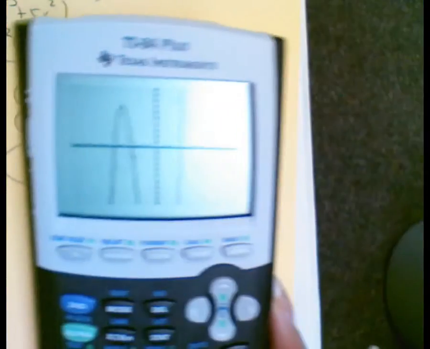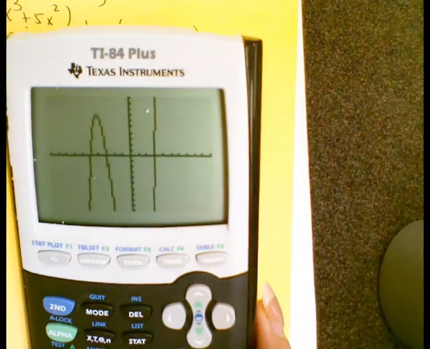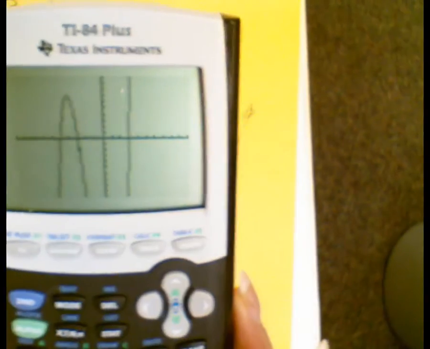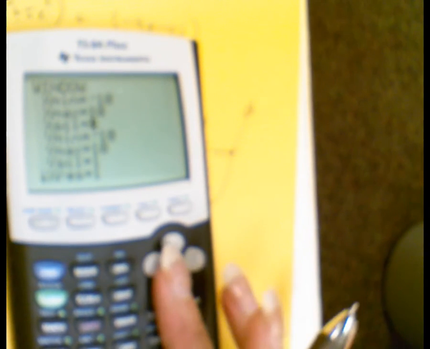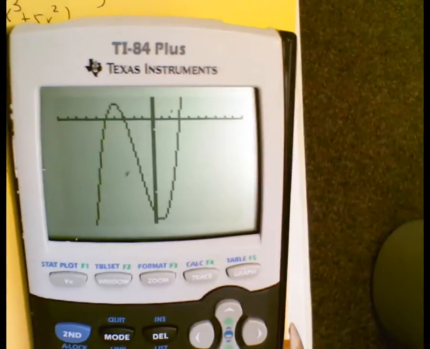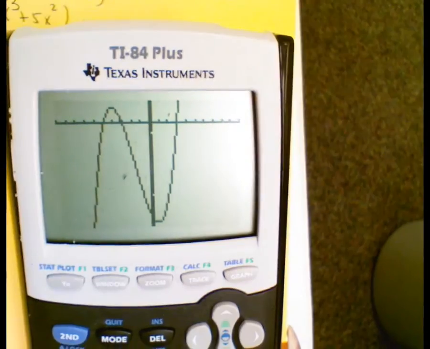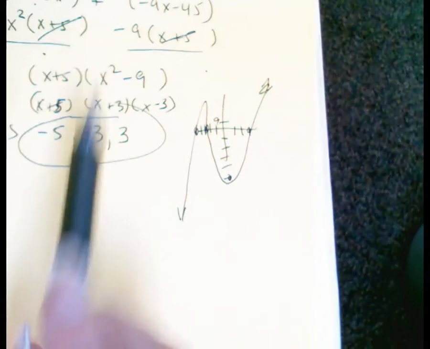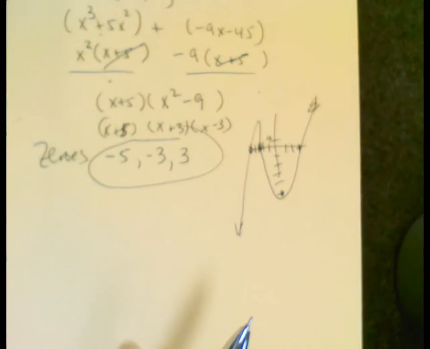So do you guys see it hitting at -5, -3, and 3? Look at my end behaviors. That's because it's cubic and leading coefficient's positive. Now, I can't see my min. So if you want to see your min, you go to Window, X min. Let's go -50. And now I should see -5, -3, hitting that y-intercept, which I said, by the way, was -45. Okay, you might have to find your min and max eventually, but that's what your graph looks like. And I kind of already knew that because I found the zeros by factoring.